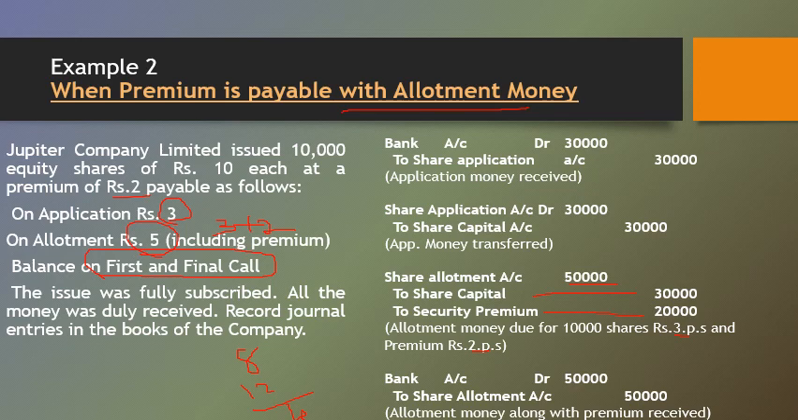So first we'll make the final call due. Share first and final call account debited to share capital, as you know, 4 into 10,000. Then later they will be receiving it: bank account debited to share first and final call. So this is how we record this transaction when the premium is there along with the allotment money. So shares issued at premium means when the shares are issued at more than their face value, it is termed as shares issued at premium.